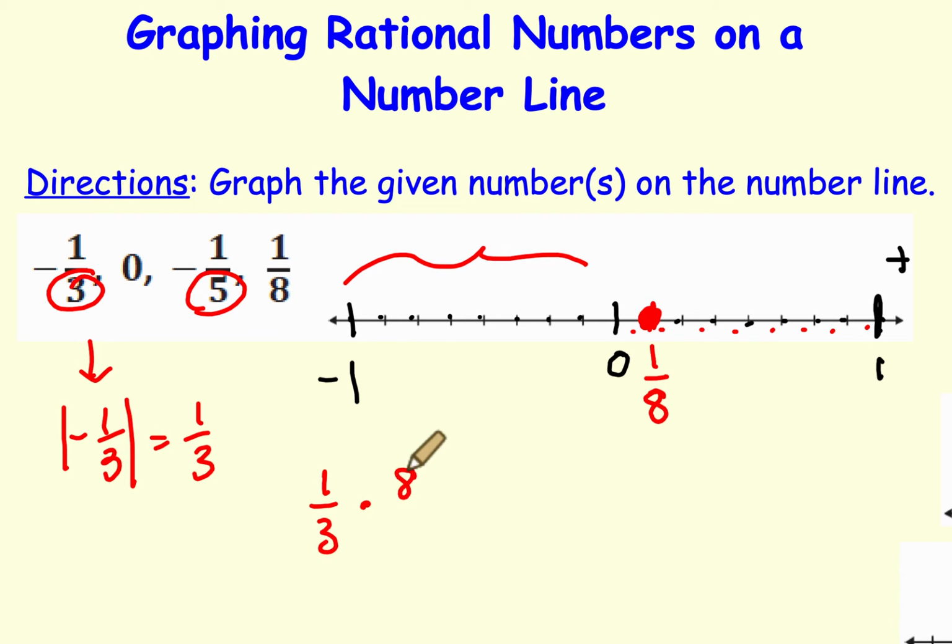1/3 of 8 pieces would be 8/3, which is 2 and 2/3, which means I have to go 1, 2 segments, and about 2/3, which is close to that one, and that's where negative 1/3 would be.